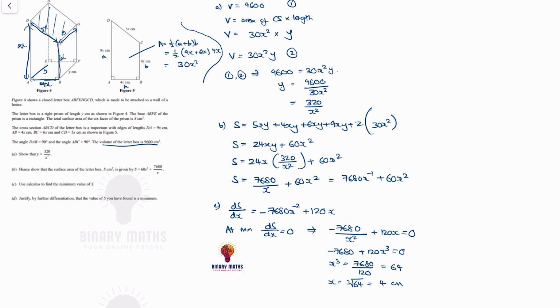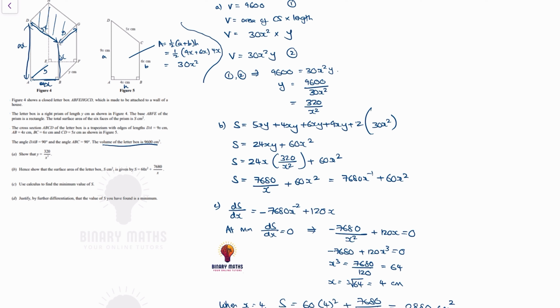What we're trying to find next is the minimum value of S. When x is equal to 4, S will be equal to 60 times 4 squared plus 7680 over 4, which is equal to 2880 centimeters squared.